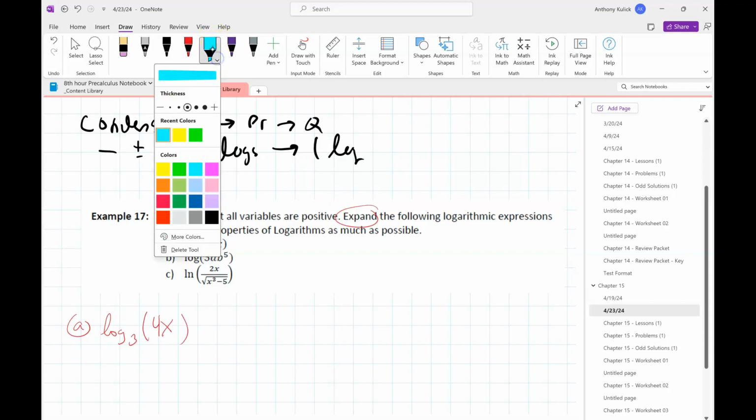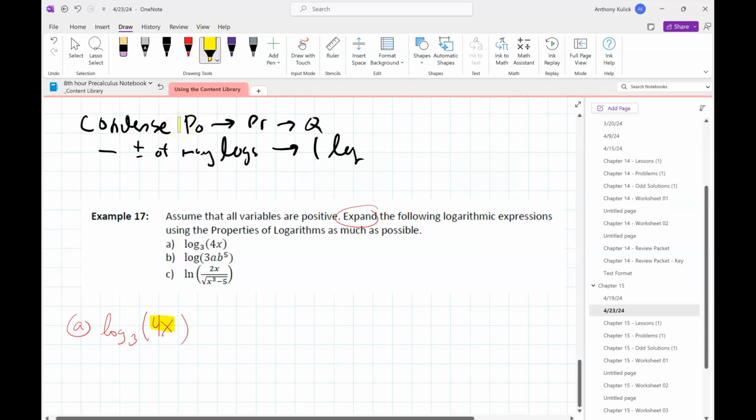So the first thing I look for when expanding is a quotient property. So I look inside my logarithm. Do I see any division in there? Nope. No quotient property. Okay.